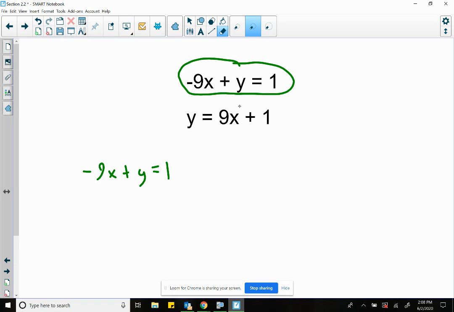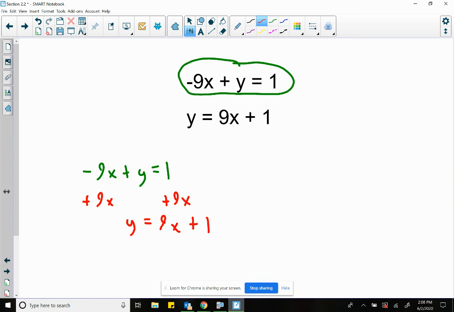The second one's good to go. This is in slope-intercept. Y equals mx plus b. But this first guy, we got to convert. And remember, the first step is to add or subtract the x to the other side. So how do I get rid of a negative 9x? Add 9x. So that gives us y equals 9x plus 1, because I like to put the variable first. And notice I'm now in y equals mx plus b. So now I'm ready to go.